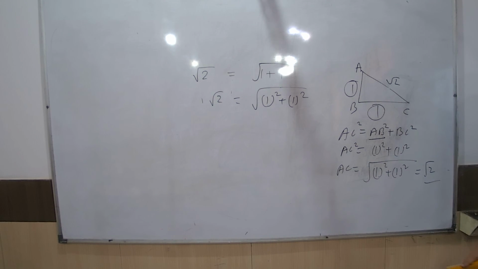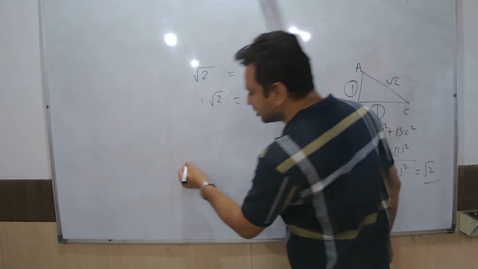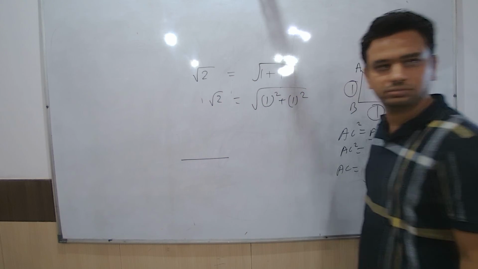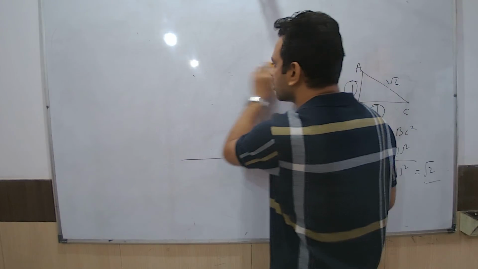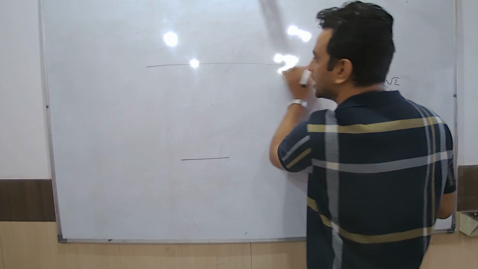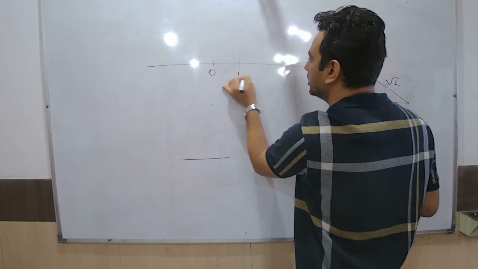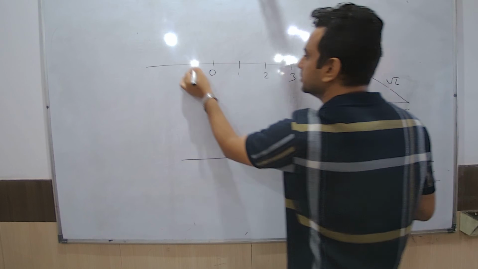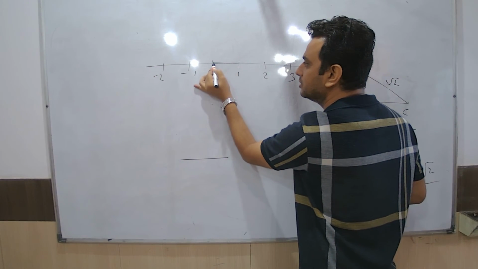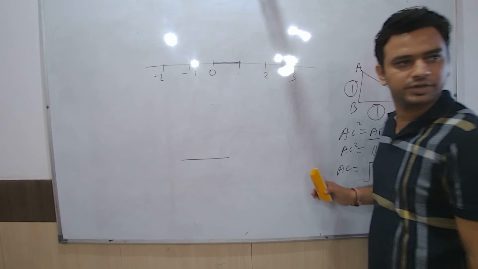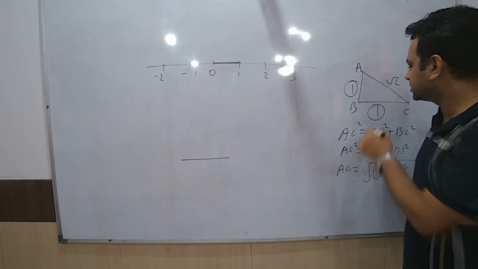Got it? Okay. So can I draw a line of length 1 on the number line? I have to draw it on the number line. So this actually starts with 0, 1, 2, 3, minus 1, minus 2. I'll start with 0 and draw a line of 1. Okay? Clear? Now this is 1.